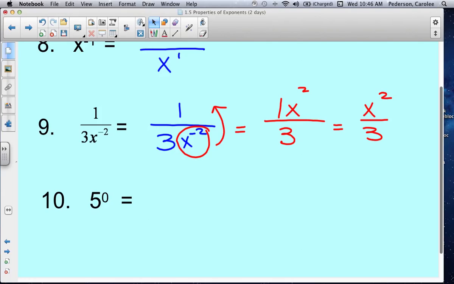Example 10, 5 raised to the 0 power. One of the properties says if we have anything raised to the 0 power, then it is 1.